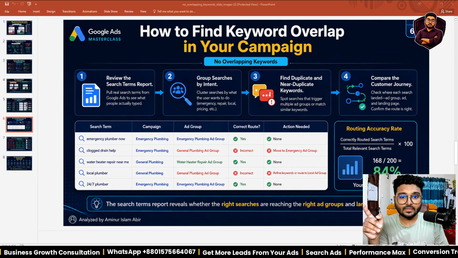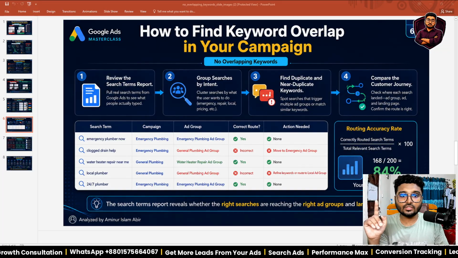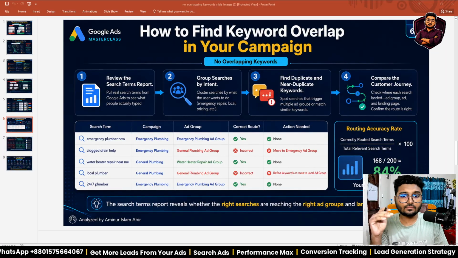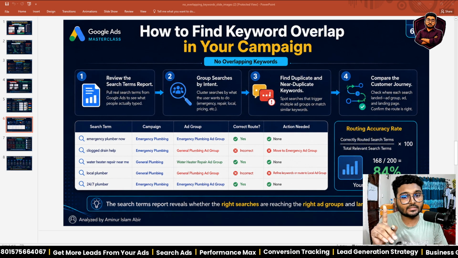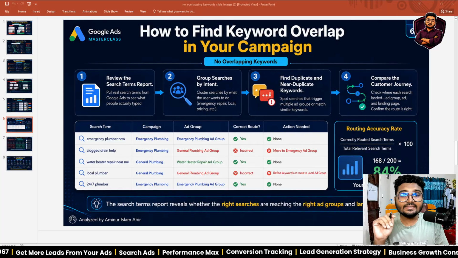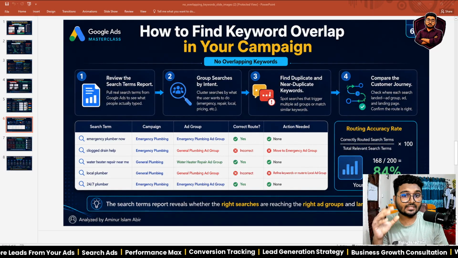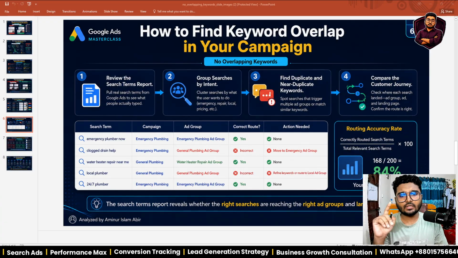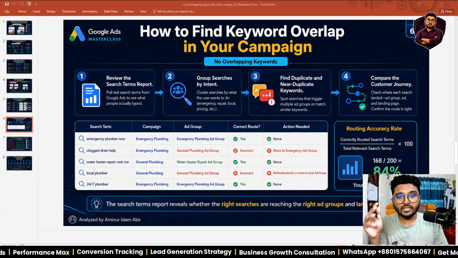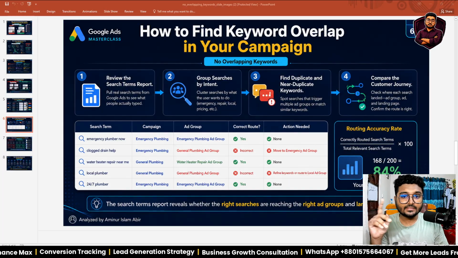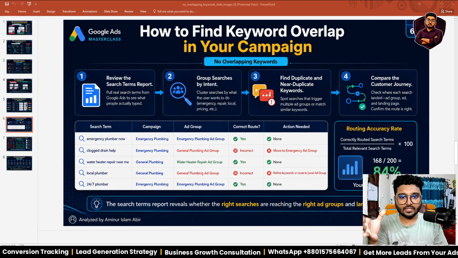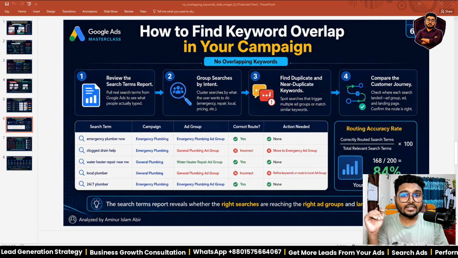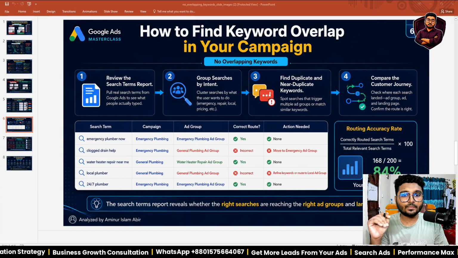Step 2. Group searches by intent. Create clear search intent categories. For example, emergency, general service, repair, installation, commercial, residential, price focused, information seeking, employment, competitor, and local specific. This makes it easier to see whether different search terms represent the same customer need. Step 3. Find duplicates and near duplicates. Look for exact duplicates, singular or plural versions, revised word order, match type duplicates, similar synonyms, keywords repeated across campaigns, and broad keywords capturing specific service searches. Step 4. Compare the customer journey. For every overlapping group, compare the following.